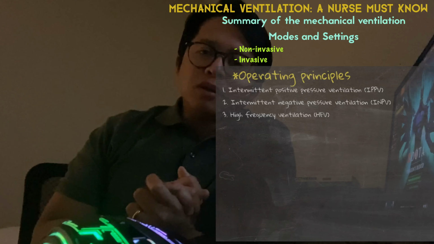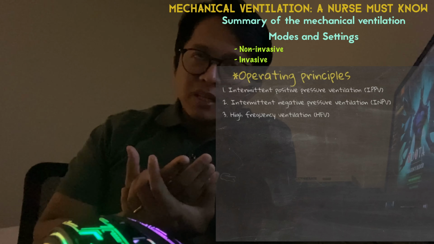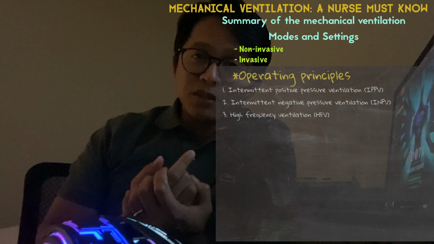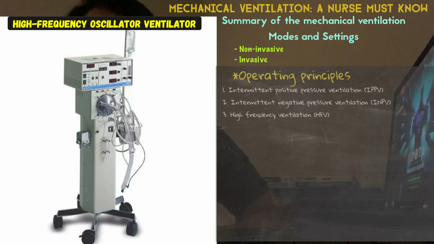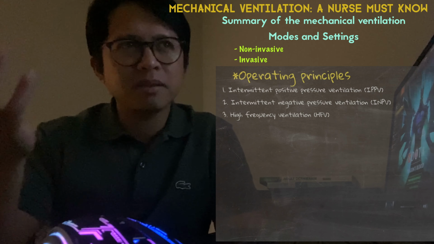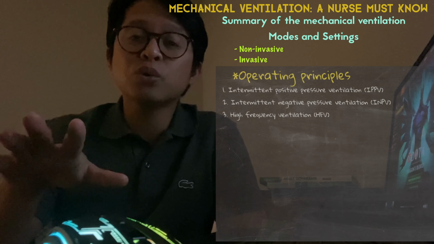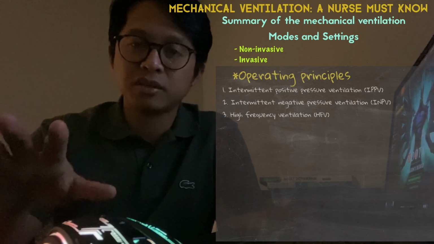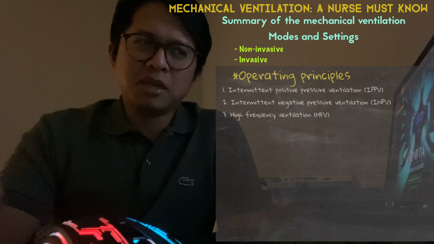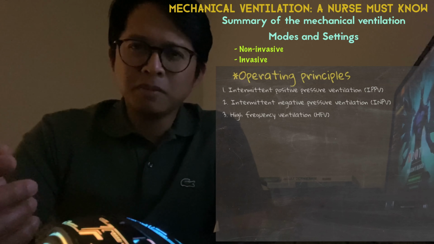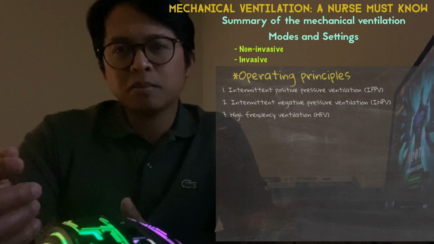The third principle of mechanical ventilation is the high frequency ventilation or the HFV, which uses a higher respiratory rate, 150 or even higher. Clinically, HFV is often applied in neonates. Sometimes it's also used to treat patients with ARDS, especially those who require very high positive airway pressure. HFV can be combined with conventional IPPV as well as surfactant therapy.